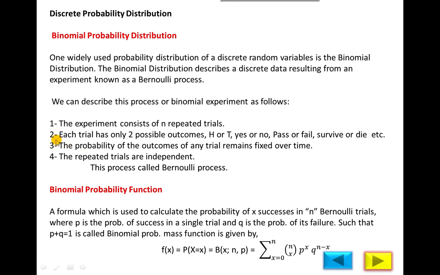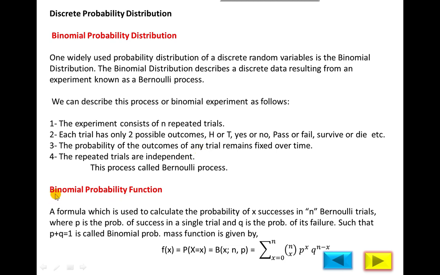The most important characteristic of the binomial probability distribution is each trial has only two possible outcomes, head or tail, yes, no, true, false, success, failure, pass, fail, 0, 1, etc. So if any variable satisfies or follows these characteristics, then we use the binomial probability distribution.